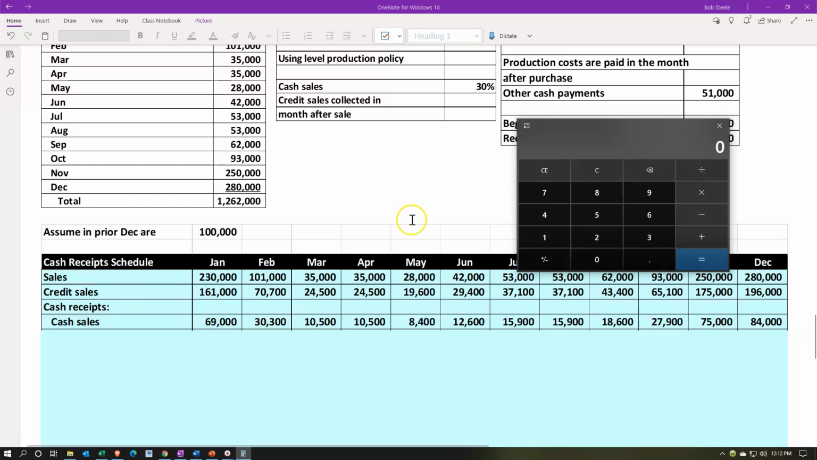You can do that all the way across. So you can take the 101,000 times the 0.3 is the 30,300, or the 101,000 minus the 70,700 is going to be the 30,300, and so on and so forth.